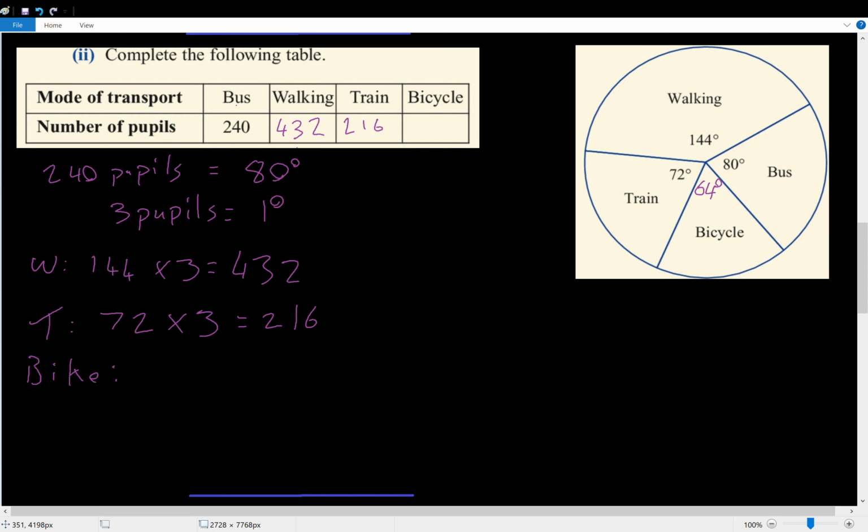And then the last one, the number of students that go in by bike. Well, that is a 64 degree angle of rotation. And same thing as before, we're going to multiply that by 3. And we're going to get 192. So we can fill that in, 192. So that is how we would fill out the frequency distribution table based on the pie chart that we have so far. And now for the last bit of this.